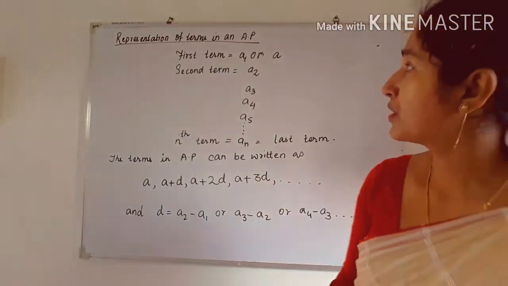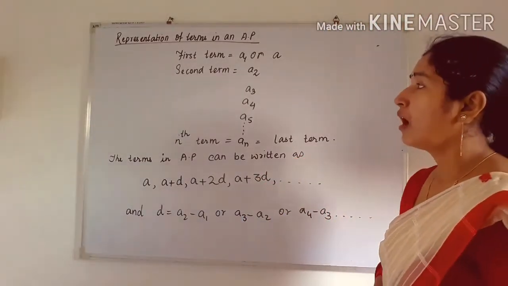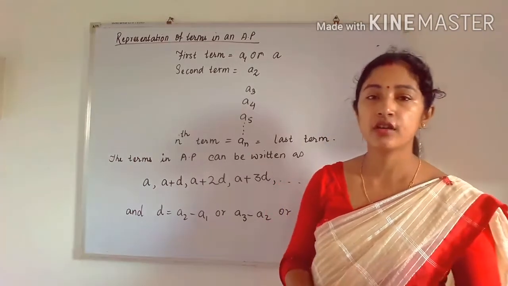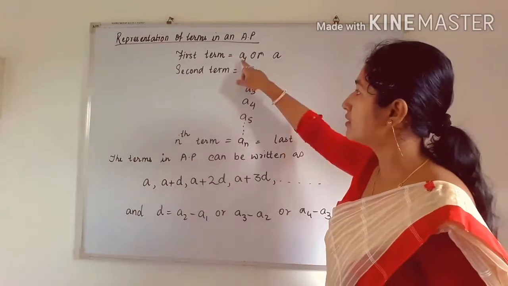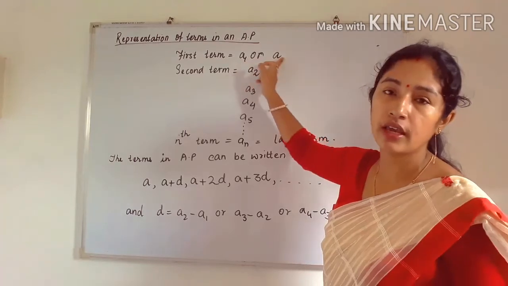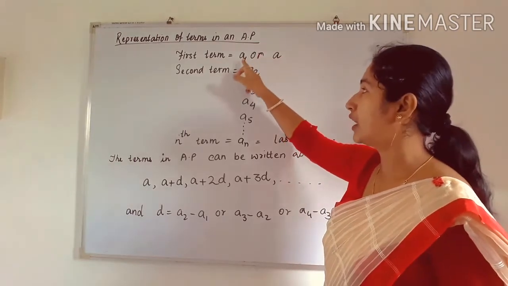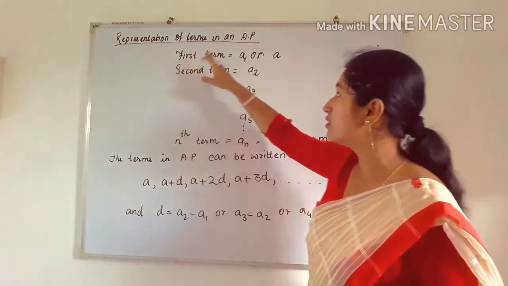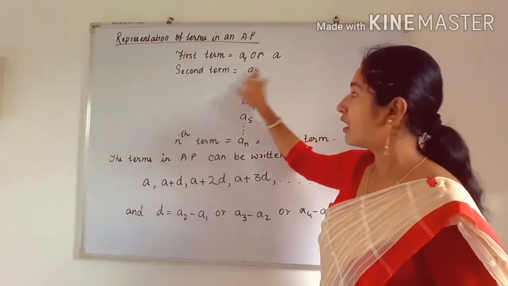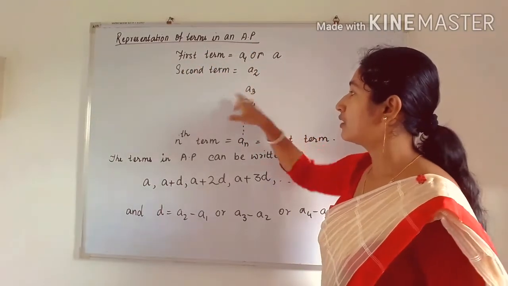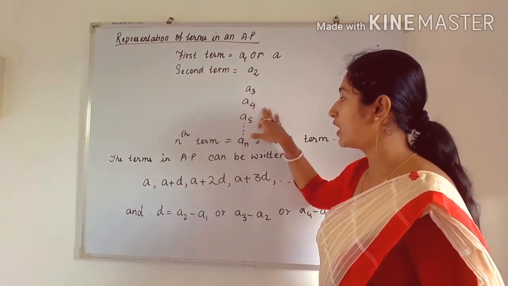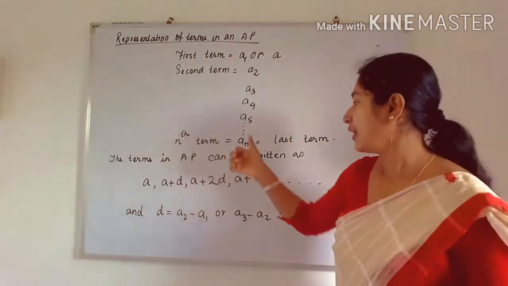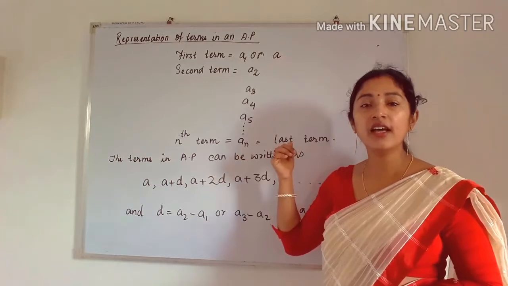So next is representation of terms in an AP. How to represent terms in AP? So for example, first term can be written as A1 or A. Okay, symbolically we have to write A1 or A for first term. No need to write the full sentence, just you can write A. Similarly, second term A2, third term will be A3, fourth term will be A4, fifth term will be A5. Next, nth term will be what? An. That is also called the last term.